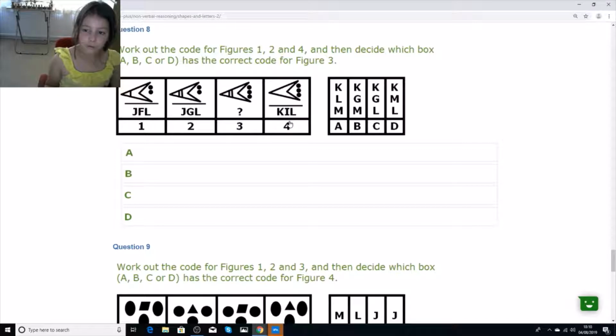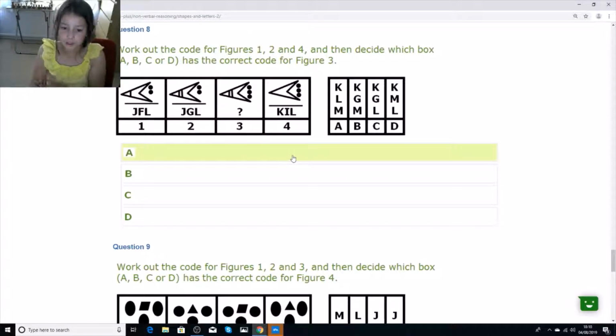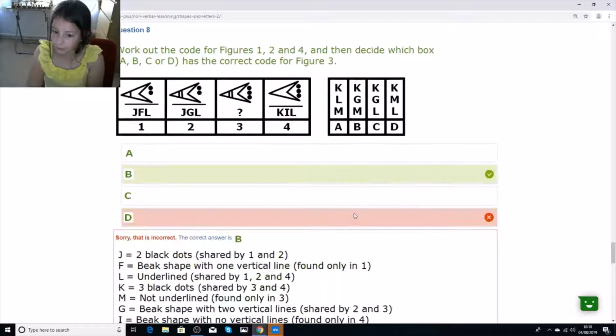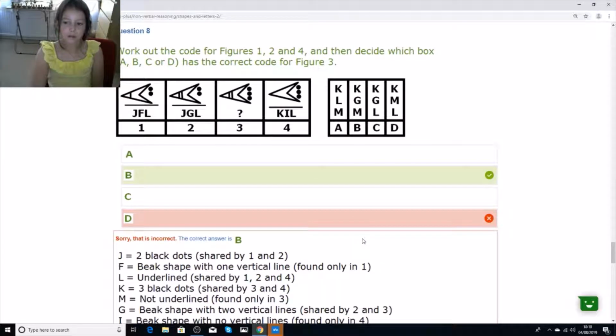So we can already see that the only one is D. But let's just test it out because we might be wrong. They all share the same shape, and they all have L, so it must be KML, which is D. So I think I'm right. Incorrect. So another one incorrect. Yeah, I'm doing really badly. So the answer is B.